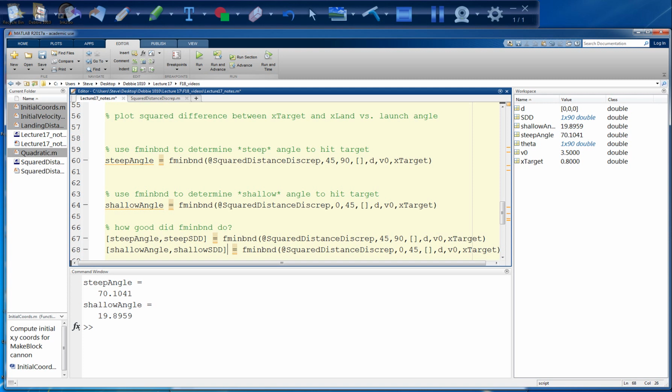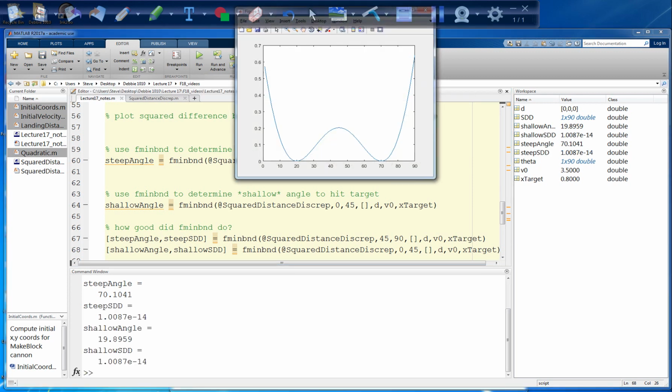Okay, so we're going to know if fminbnd did a good job if steep SDD and shallow SDD are pretty much 0. But again, just remember that that's not always the case with fminbnd. It might just be how small is it, or depending on what the function is, right, is going to depend on how you're going to know if it did a good job. Okay, so let's go ahead and run this and see what those SDD values are.